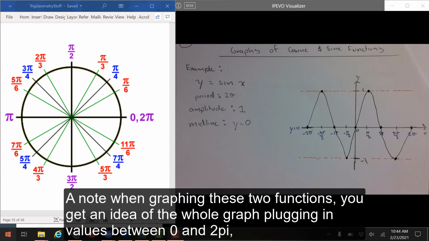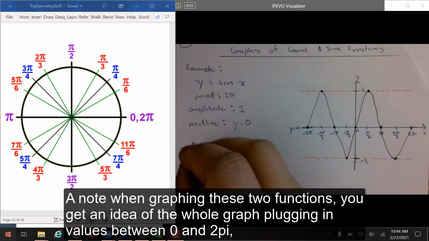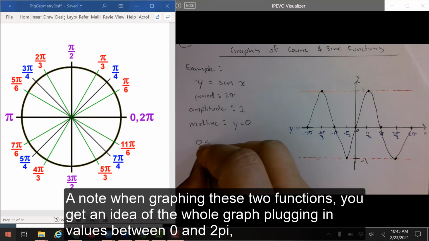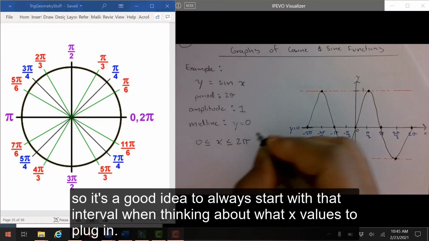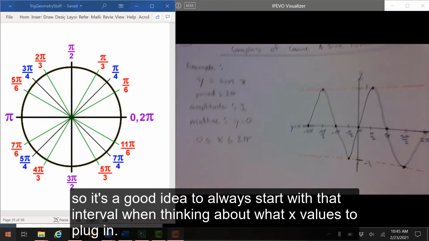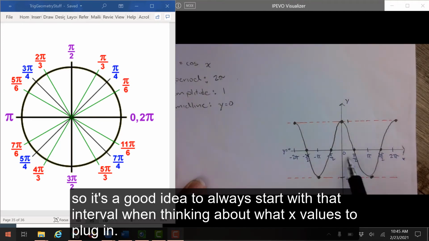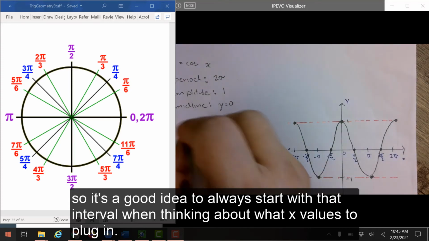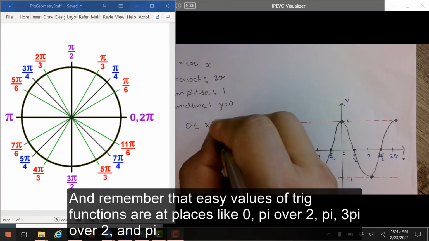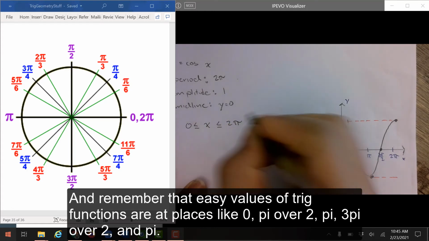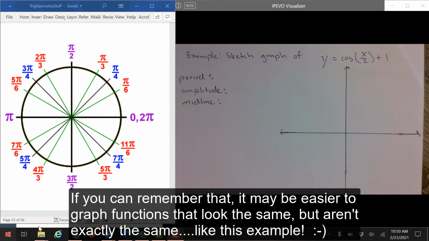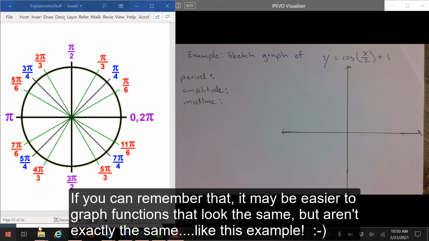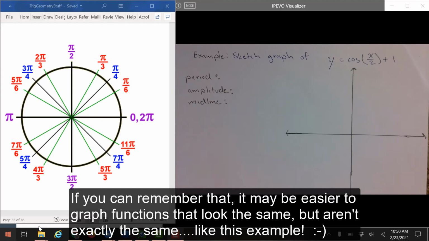A note when graphing these two functions. You get an idea of the whole graph plugging in values between 0 and 2 pi. So it's a good idea to always start with that interval when thinking about what x values to plug in. And remember that easy values of trig functions are at places like 0, pi over 2, pi, 3 pi over 2, and 2 pi. If you can remember that, it may be easier to graph functions that look the same, but aren't exactly the same, like this example.